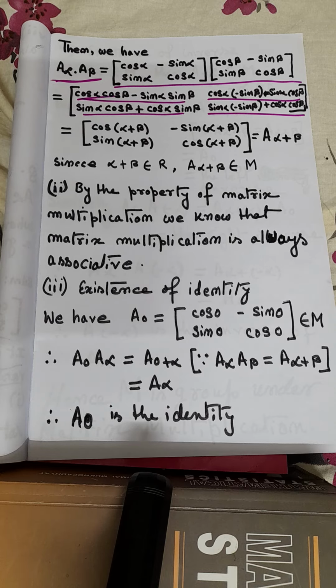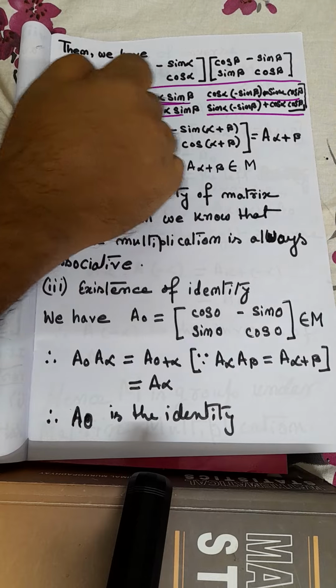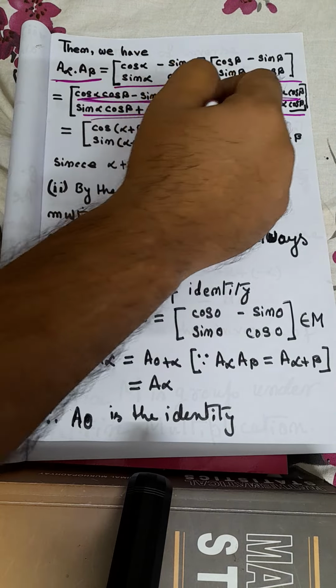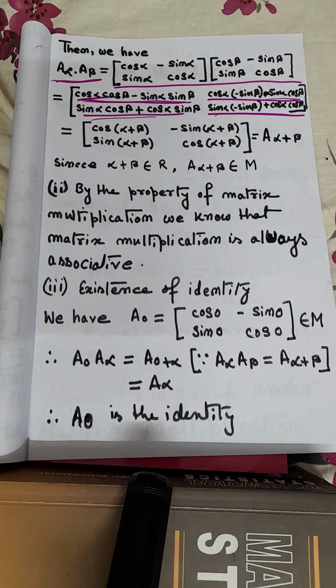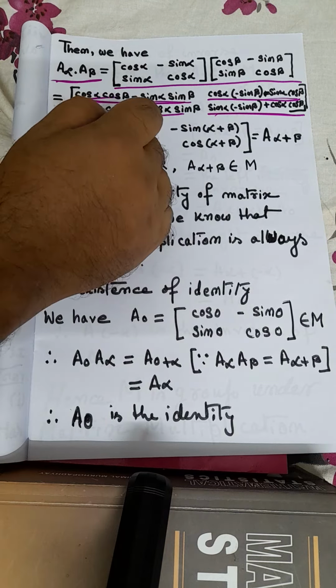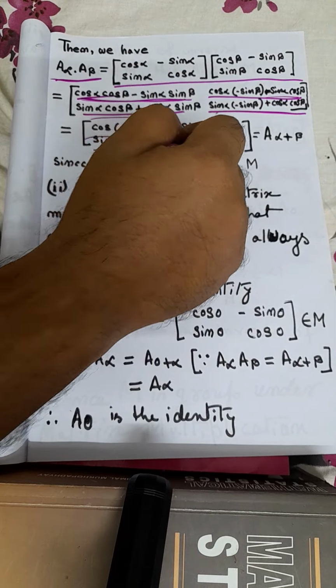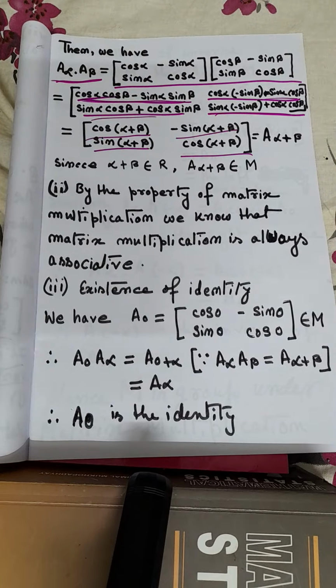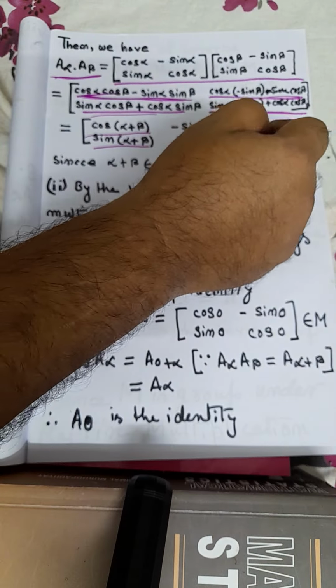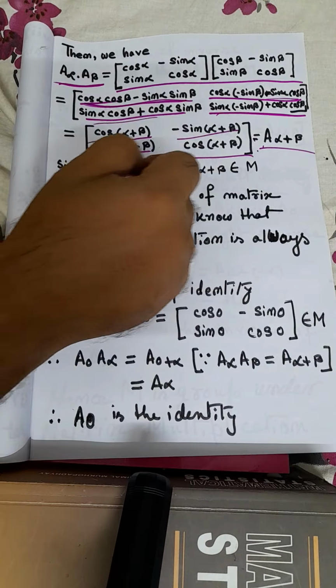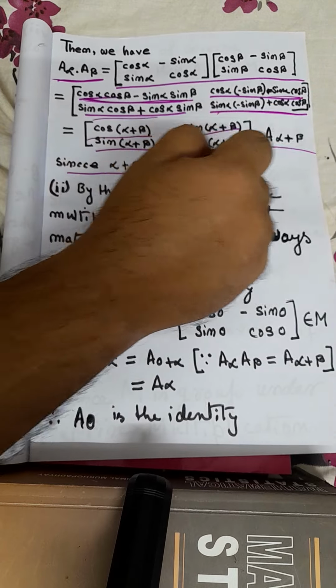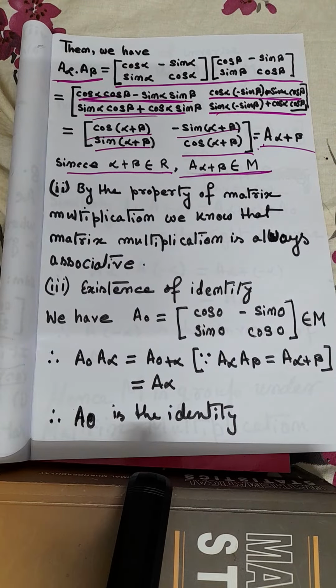As per matrix multiplication we will get this. Just take a screenshot of this, and you can search Google for matrix multiplication to understand how multiplication happens. Then as per this we will get cos alpha plus beta, minus sin alpha plus beta, then sin alpha plus beta, and cos alpha plus beta. So what is that? That is A alpha plus beta. Since alpha plus beta belongs to R, A alpha plus beta belongs to M. So closure is satisfied here.